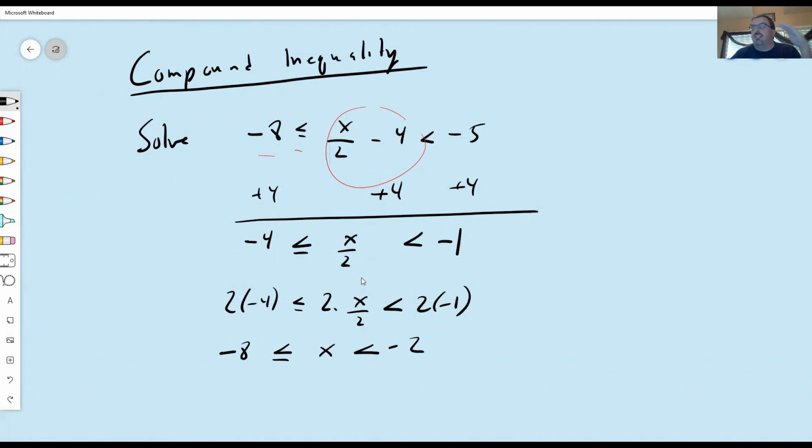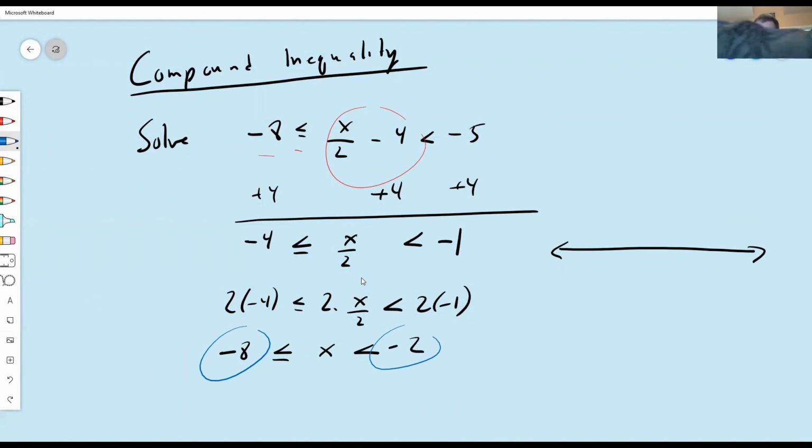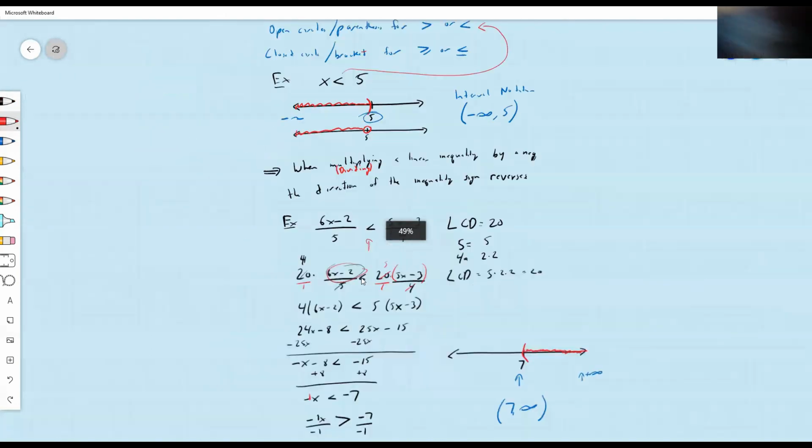Again, we could be asked to draw this on a number line or in interval notation. So for the number line, you have two values of interest, the minus 8 and the minus 2. Put those on your number line in the correct position. That's very important. So here we are, minus 8 and minus 2. Now where's x? x is right here in the center. So my shade is going to be right here in the center.